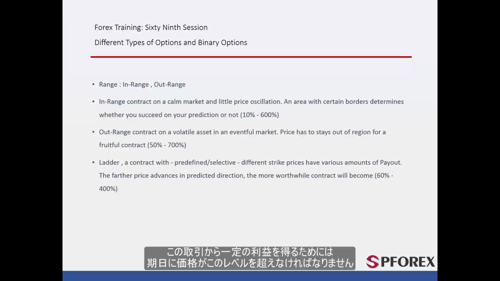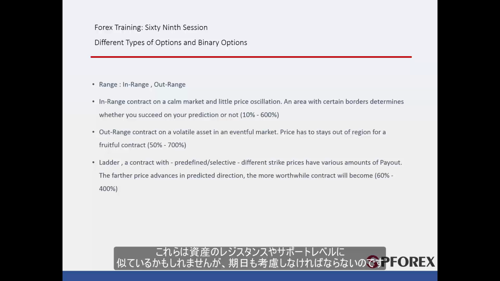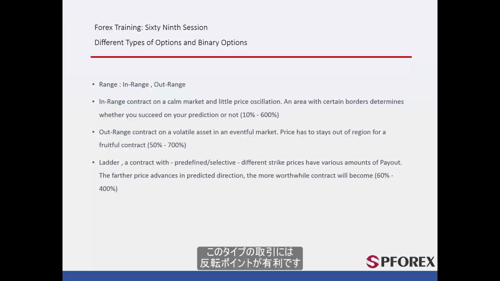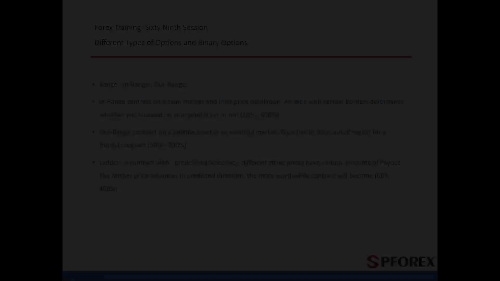To derive a specified amount from the contract, a price must cross and leave behind the given level at the end of expiration. It may resemble the resistance and support levels of an asset. However, expiration time must be considered as well. Pivot points are beneficial when a trader asks to deal a contract on this type. Payout would be from 60% to 400%, touched by the level value plus expiration time.